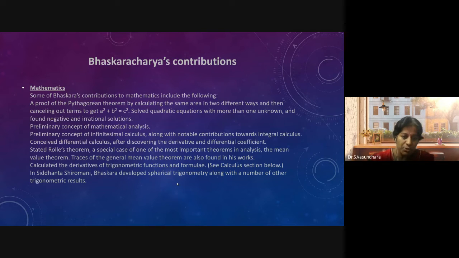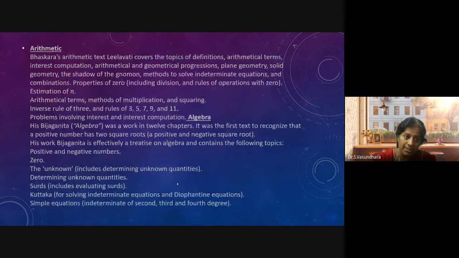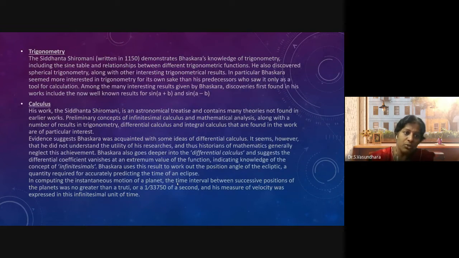In Siddhanta Siromani, Bhaskara developed spherical trigonometry along with a number of other trigonometric results. So Bhaskara's contributions to arithmetic: the text Lilavati covers the topics of definitions, arithmetical terms, interest computations, geometrical progressions, plane geometry, solid geometry, the shadow of the gnomon, methods to solve indeterminate equations, and combinations. He has given some contributions to trigonometry also.